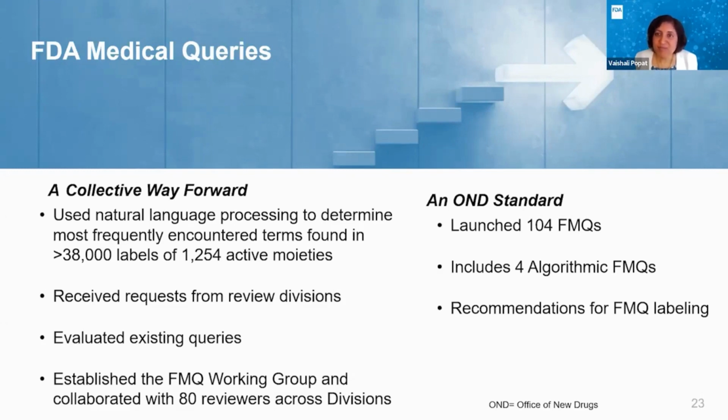So I'm really happy to say that we launched 104 FDA medical queries. Please note that 4 of them are algorithmic queries, and that is really a step forward, as algorithmic queries not only look at data from adverse event analysis, they also combine data from labs, concomitant medications, medical history, and temporal association. However, this is a recent development, and so these 4 algorithmic queries are developed but have not been launched. The rest of the queries have been used, and we have also incorporated feedback from the reviewers in the FMQs.